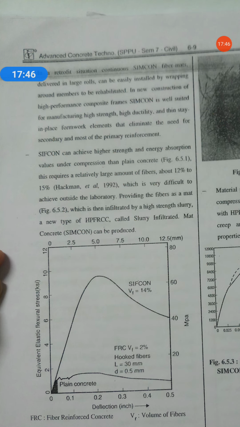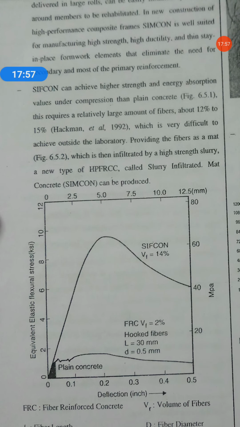So Simcon can achieve higher strength and energy absorption. What about its mechanical properties? It can achieve higher strength and energy absorption values under compression than plain concrete. See here in this graph, this requires a relatively large amount of fiber. You just need to add a large amount of fibers in concrete, and you will get a good result in comparison with plain concrete. About 12% to 15%, which is very difficult to achieve outside the laboratory. So these are the improvements.